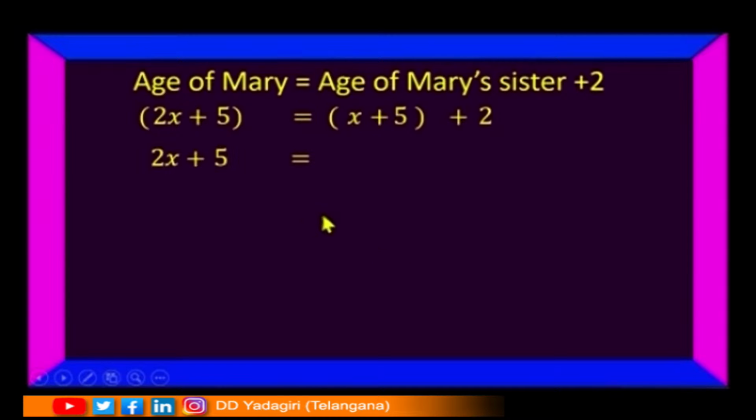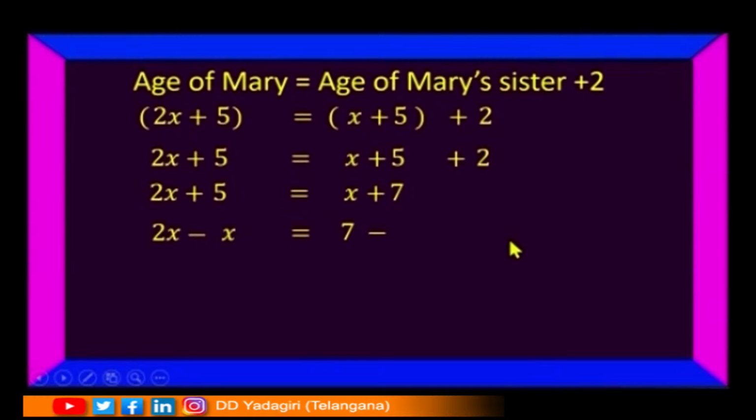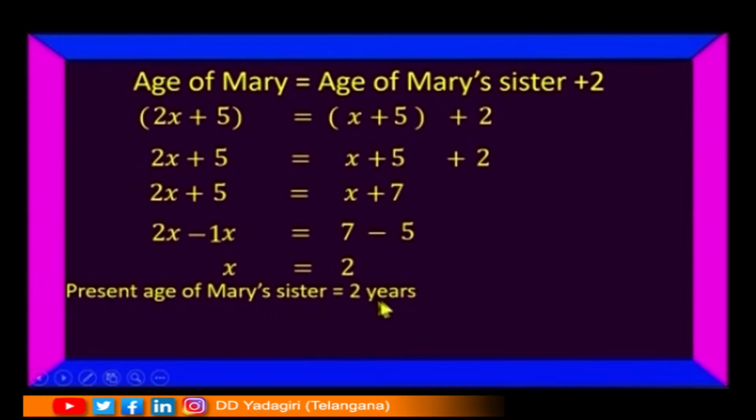Thus, we can remove the brackets and we can combine 5 plus 2 as 7, and thereafter we transpose the terms, we bring x to the left side, it will become minus x, and we send plus 5 to the right side, it will become 7 minus 5. Thus 2x minus x, x means 1x, we get 2x minus 1x as 1x, we can ignore 1, and 7 minus 5 as 2. Thus the present age of Mary's sister we got as 2 years, and according to the question, Mary's age will be double her sister's, it will be 4 years.